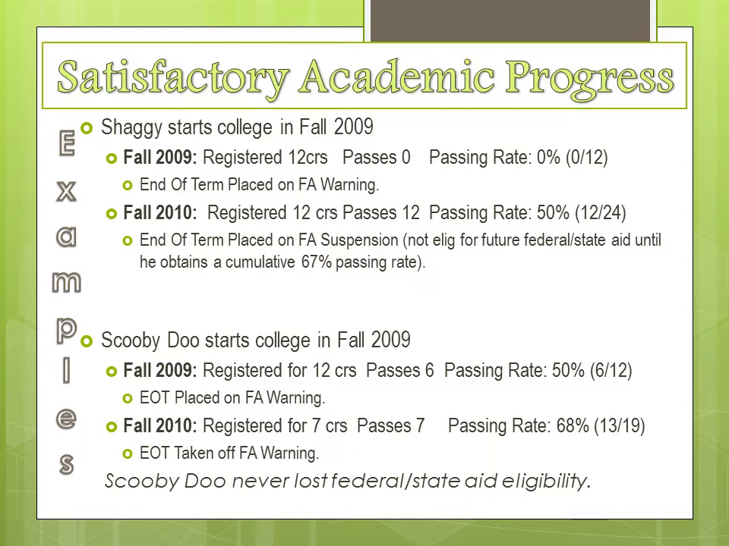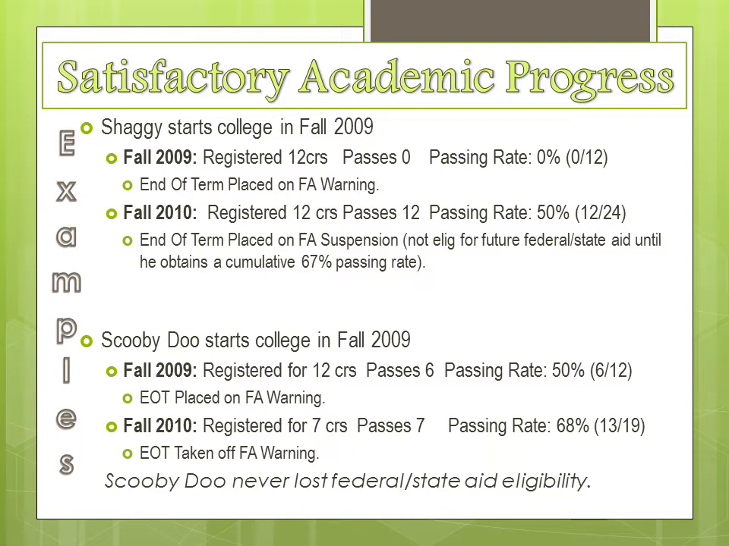Let's look at another example. Scooby-Doo starts college in fall 2009, and he registers for 12 credits. He passes 6, and he gets a passing rate of 50%, which we get by taking the number of hours he passes divided by the number he attempts. Now, at the end of the term, Scooby-Doo is put on financial aid warning.